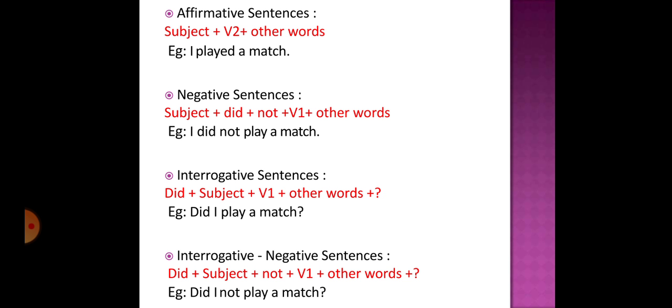Again, I'm repeating. Interrogative sentences: did, subject, verb in the first form, other words. Interrogative negative: did, subject, plus not, plus verb in the first form, plus other words. So in an interrogative negative sentence, did is placed before the subject and not comes after the subject. You have to put not after the subject, like you did in the previous thing also. I hope this much is clear.